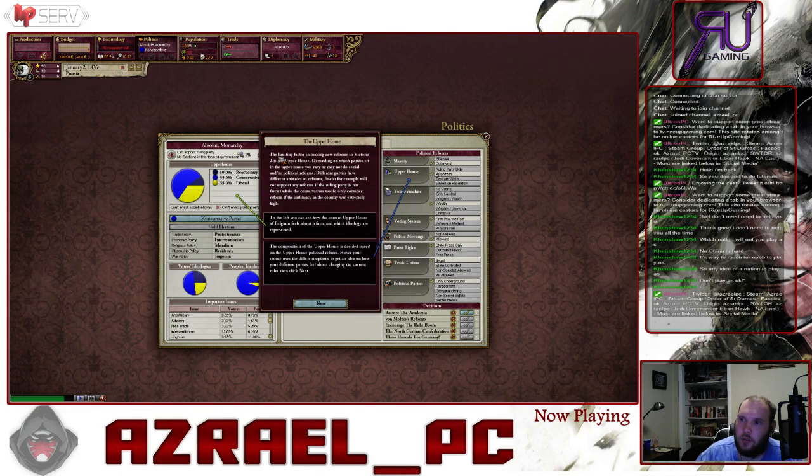The upper house. The limiting factor in making new reforms in Victoria II is the upper house, basically the Senate. The Senate in the U.S. Depending on which parties sit in the upper house, you may or may not do social and or political reforms. Different parties have different attitudes to reforms.